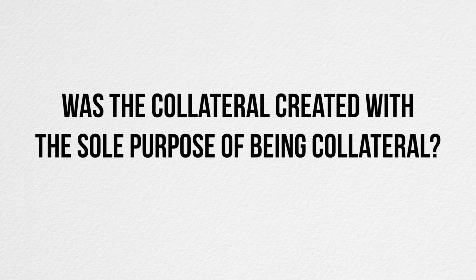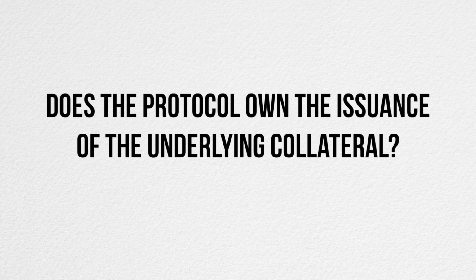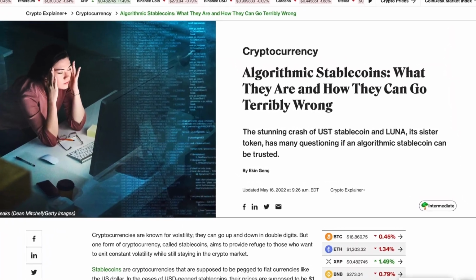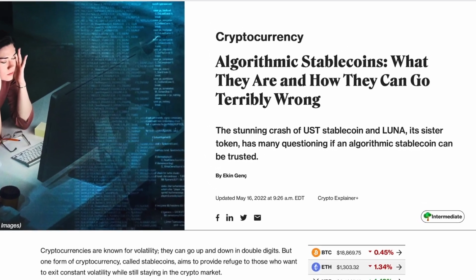Two other good tests that you can ask are, was the collateral created with the sole purpose of being collateral, or does the protocol own the issuance of the underlying collateral? If the answer is yes to either one of those, then it's endogenous collateral. Now, the traditional media usually says that algorithmic stablecoins are to blame, but I think what they're really referring to is endogenously collateralized stablecoins. It makes sense that they can be scary and potentially dangerous because their value kind of comes from nothing.